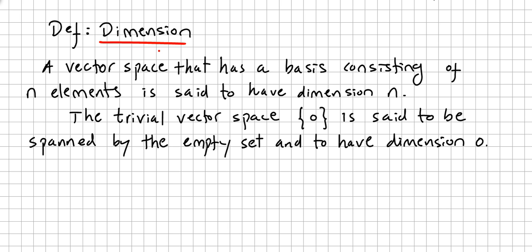So we finish with a definition. We define here what the dimension is. A vector space that has a basis consisting of n elements is said to have dimension n. So you pick a basis, and the number of vectors that you get in the basis is the same as the dimension of the vector space. The trivial vector space, the set with the vector 0, is said to be spanned by the empty set and to have dimension 0. This is some sort of convention or definition. Okay, this is the important thing: a vector space that has a basis consisting of n elements is said to have dimension n.